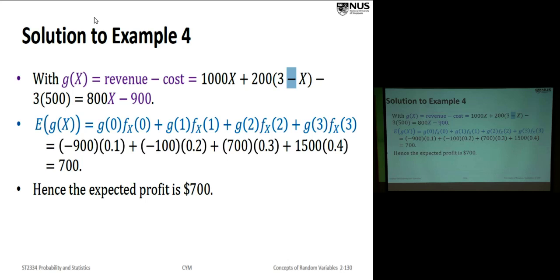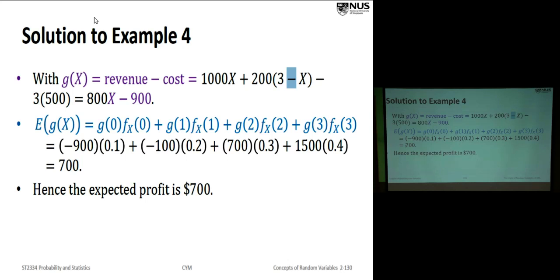So the expected gain is going to be: when x is 0, I multiply g by the probability I get 0, and x is 1, this is the function g, and the probability I get 1, g at 2, probability I get 2, and g at 3, with the probability I get 3. So the total expectation of this function: when 0, I get minus 900, probability 0.1, and by 3 I get 1500 with probability 0.4. So the expected gain is $700. I'm going to make $700 on average.